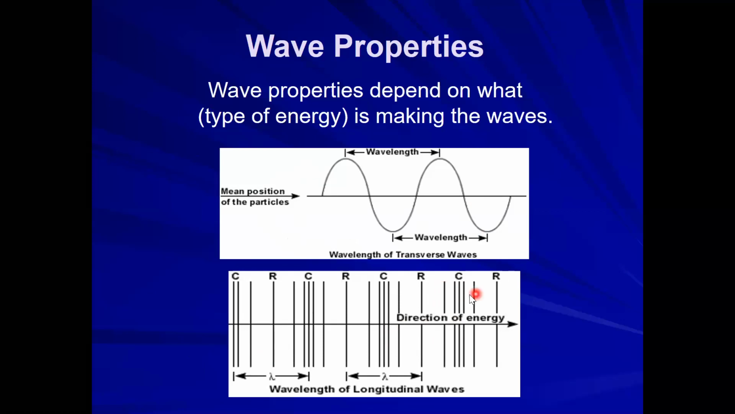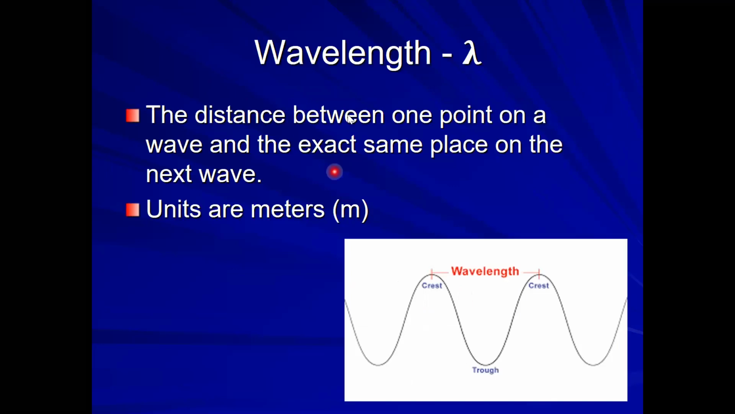Who remembers what this is called in a longitudinal wave? Compression. Thank you. Absolutely. It's compressed together, tightly packed. And then the other ones are called rarefactions. Here's the vocab we need to make sure we know.